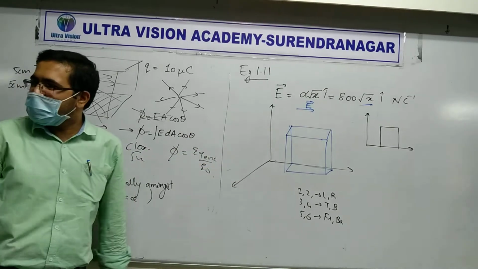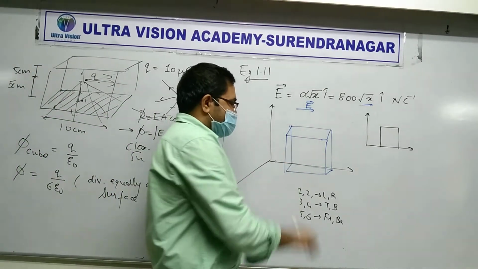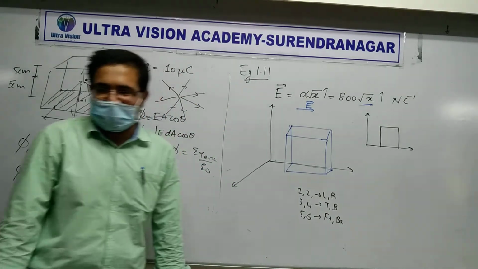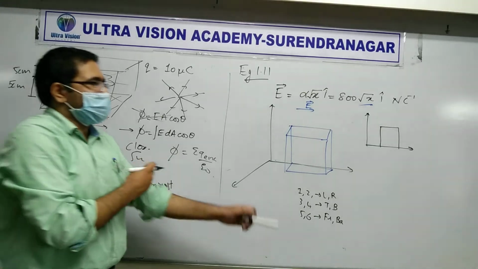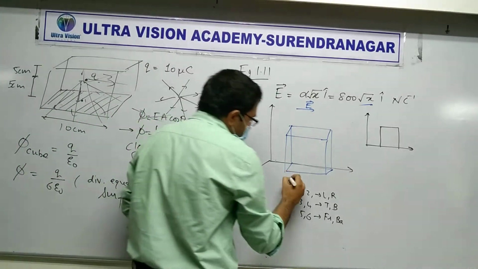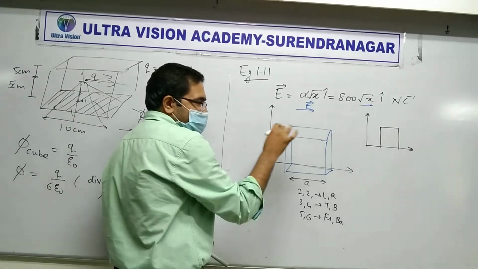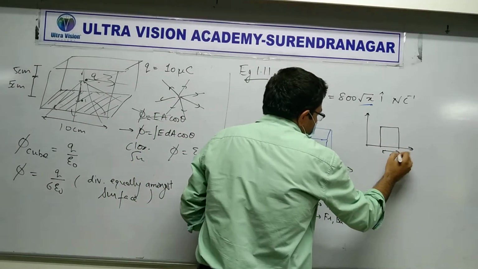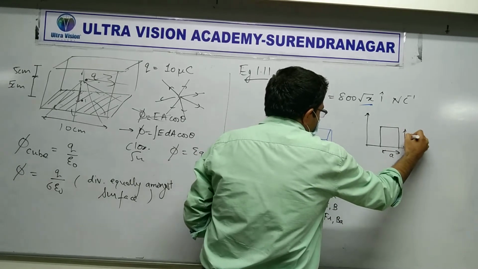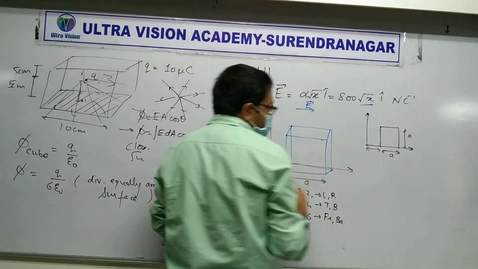That's the cube. Now, is the side length given in the question? Yes, A, and A's value is also given. So the side length is A. We'll put the value in later. So this distance is also A, and this vertical is also A. Now, is this distance given?